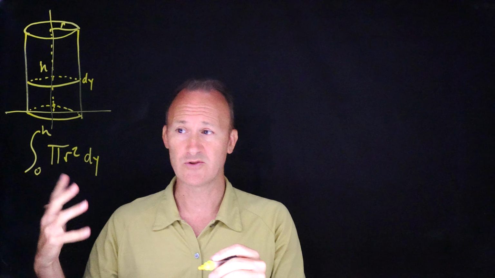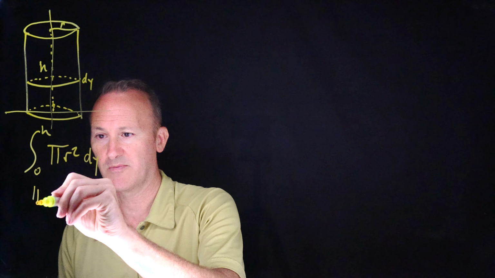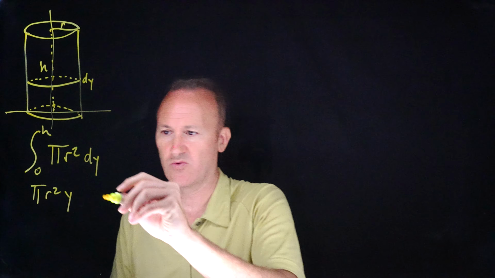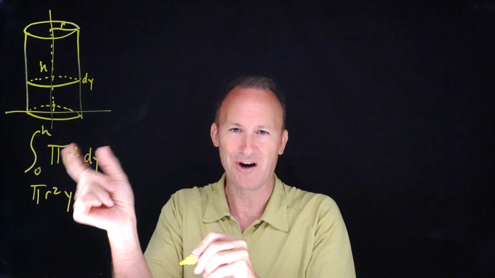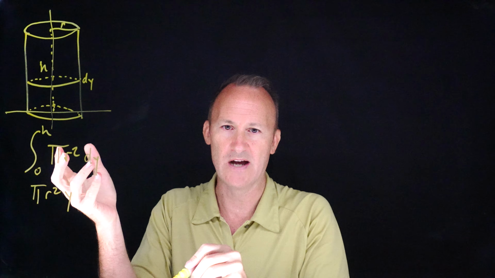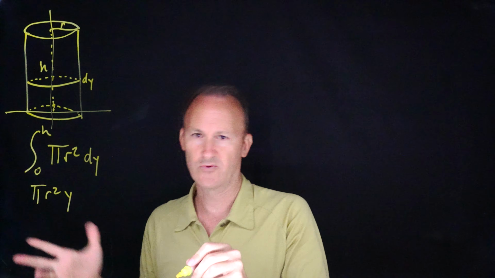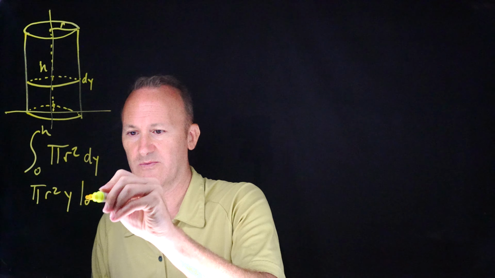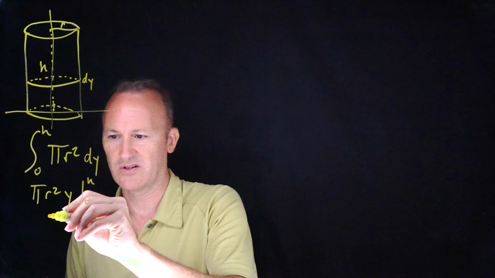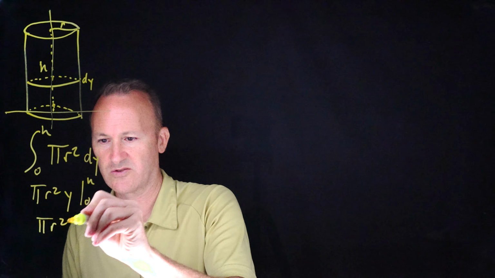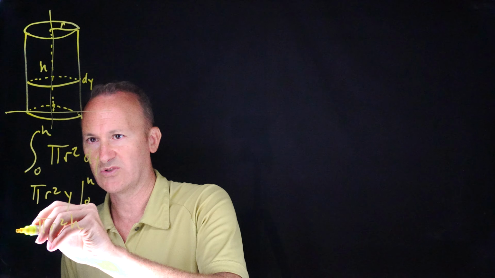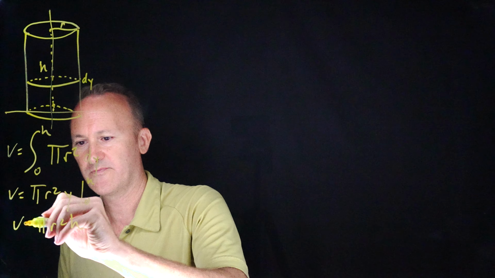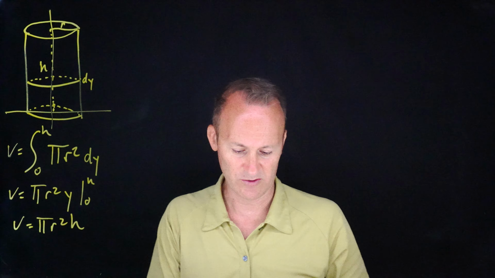So let's go ahead now and do the integration. We get pi r squared y, because we're integrating dy, it's just y. We're not integrating the r, we're integrating the y. And there's no y, so it's just like, if you integrate 3, it's 3x. If you integrate pi r squared with respect to y, it's pi r squared y. Evaluate from 0 to h, the 0 goes to 0, and you do get pi r squared h, which is the volume of the cylinder. So pretty cool.